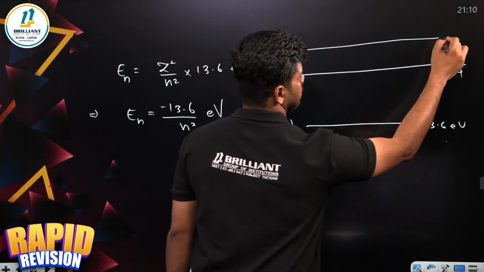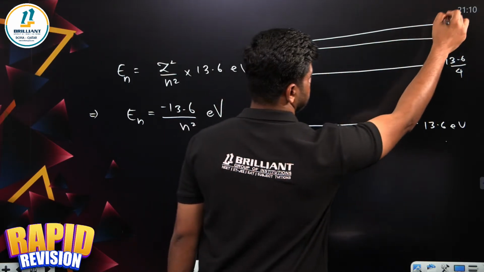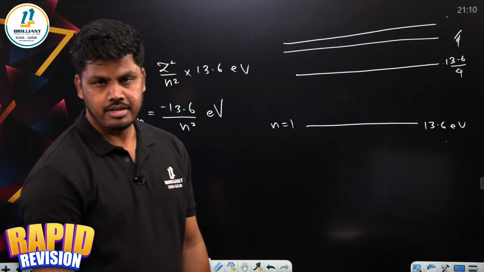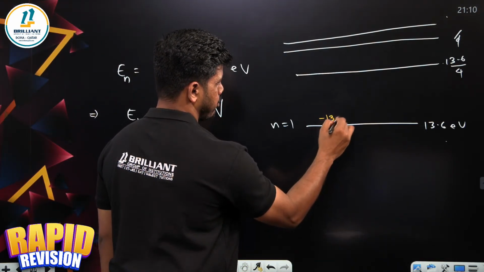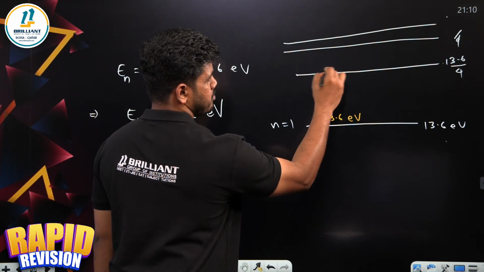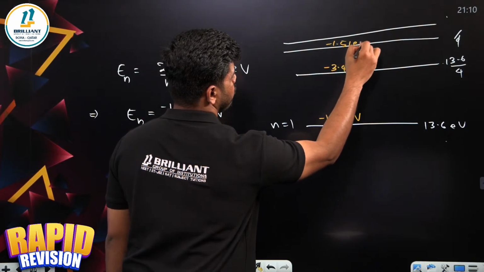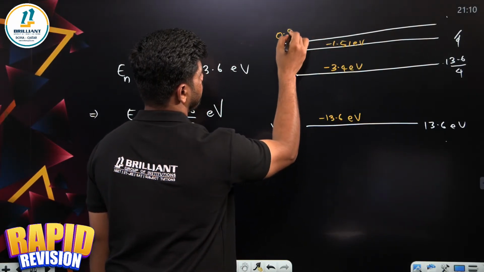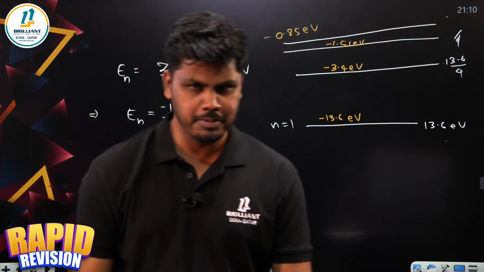Then n is equal to 3: 13.6 divided by 9, right? n is equal to 4: 13.6 by 16, and so on. I told you to remember these values. First one is minus 13.6 electron volt. Second one is minus 3.4 electron volt. Third one is minus 1.51 electron volt. Fourth energy level is minus 0.85 electron volt. All of them will be minus. Total energy is negative, we know.